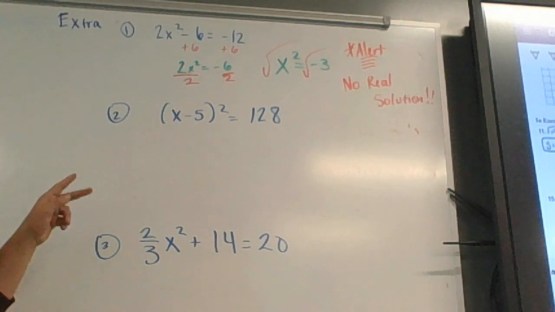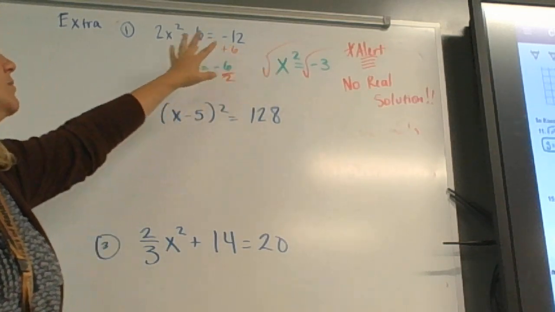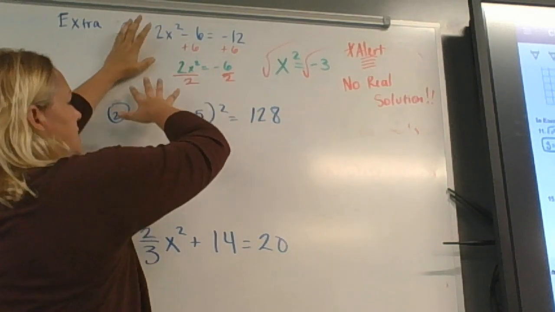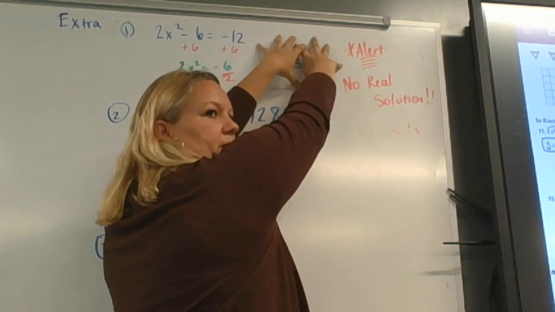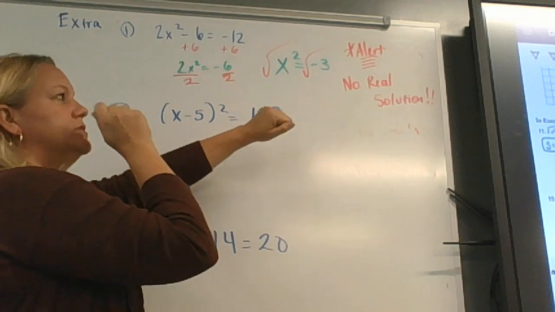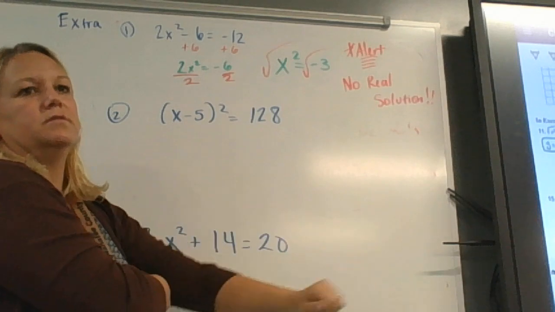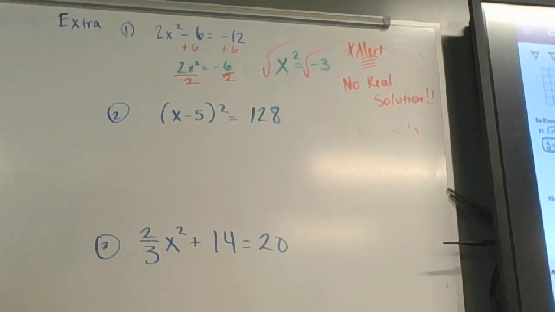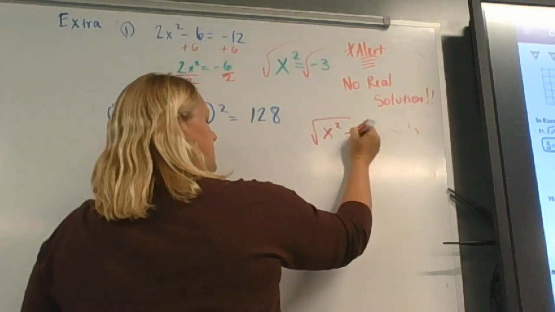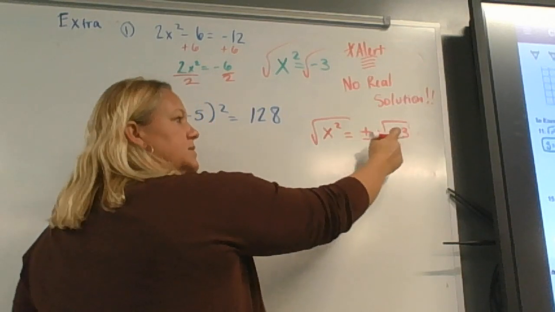You don't do positive, negative until you've isolated. So before you do positive and negative, you're setting up the problem. You take the 6 to the other side, you divide by 2. Now the problem is ready to begin. Now that you've isolated, here's where you do positive and negative, but not until the radical works. This radical doesn't work. So technically I could have written a plus or minus outside here, but it's still no real solution.